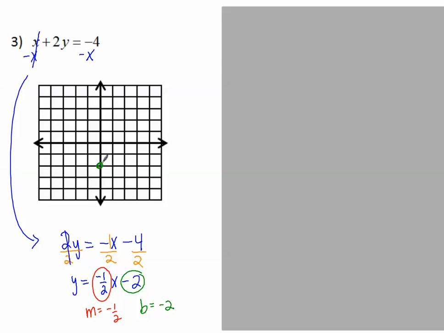So down 2 on the y-axis, and let's use our slope. Down 1 over 2. I ran out of room, so let's go the other way. Up 1, left 2. And now I can connect my points using my straight edge and connecting with arrows.